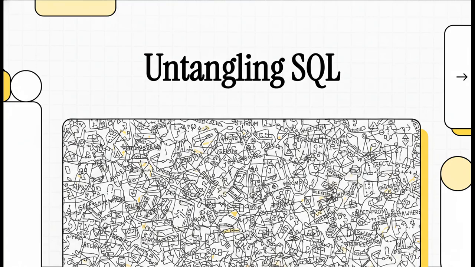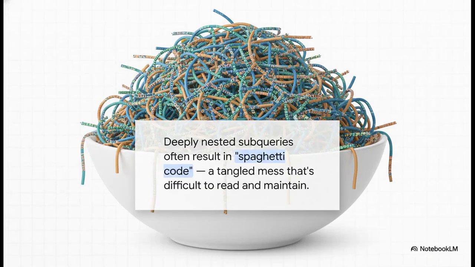We've all been there, right? Staring at some crazy, deeply nested SQL query that's just a total nightmare to read, and forget about trying to maintain it. And this is exactly what I'm talking about. People call this spaghetti code for a reason. It's just a tangled mess of logic. It's a huge pain point for pretty much anyone working with data.